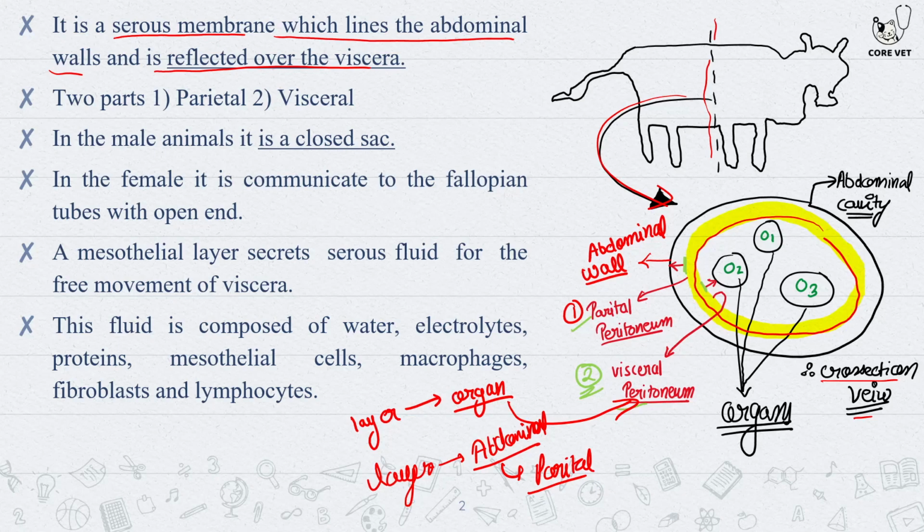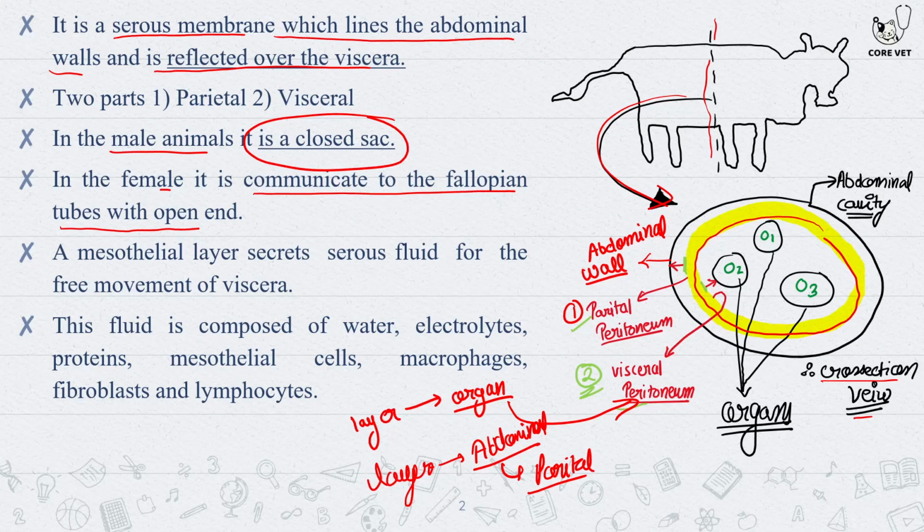Now this peritoneum forms a closed sac in the case of male animals, while in the case of female animals it communicates with the fallopian tubes with an open end. In the case of the male, the peritoneum is in the form of a closed sac, while in the case of the female, it communicates with the fallopian tube.